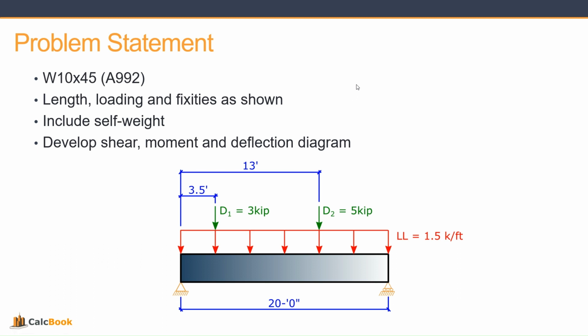So we've got a 20-foot long beam. It's a simply supported beam, so it's a pin on the left side and a roller on the right side. We've got a live load, distributed load of 1.5 kip per foot.